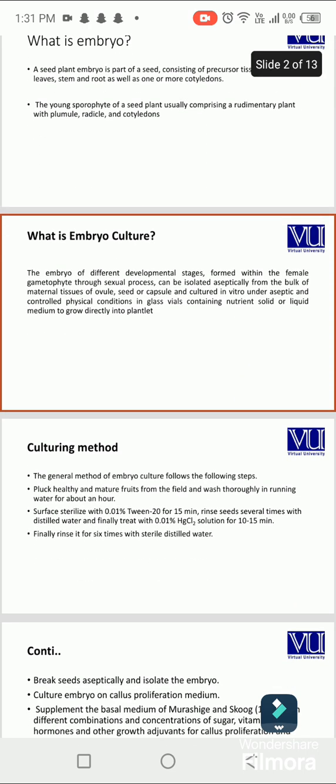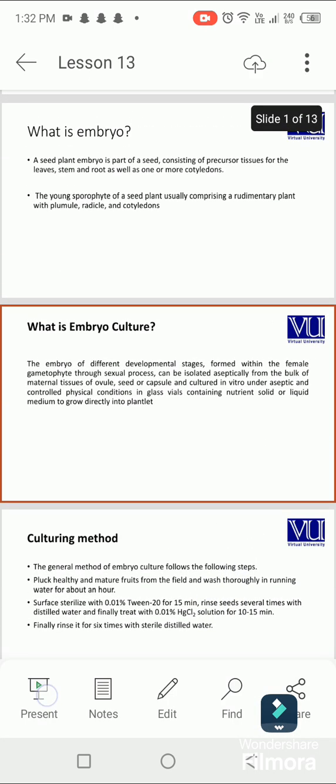What is embryo culture? The embryo of different developmental stages formed within the female gametophyte through sexual process can be isolated aseptically from the bulk of maternal tissues of ovule, seed, or capsule and cultured in vitro under aseptic and controlled physical conditions in glass vials containing nutrient, solid or liquid medium to grow directly into plantlet.